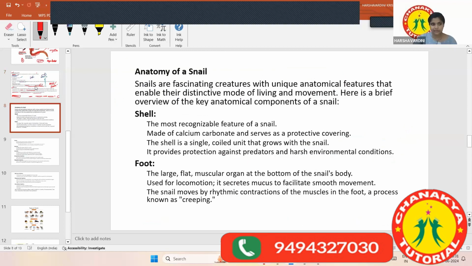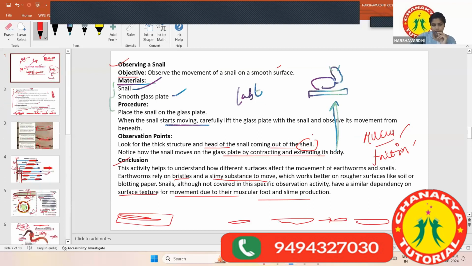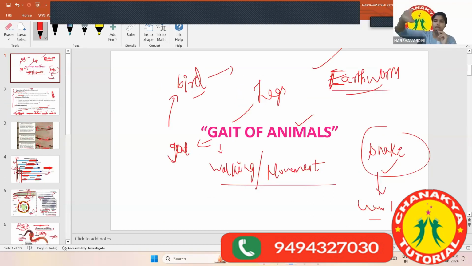So the main difference between the earthworm and the snail is the locomotion, right? Because our topic itself is gait of animals. We are talking about different gaits of animals. What are the things seen in earthworms? How they move? Locomotion is the main motto of this lesson, no? So when you take the earthworm, what is the locomotory organ of the earthworm?